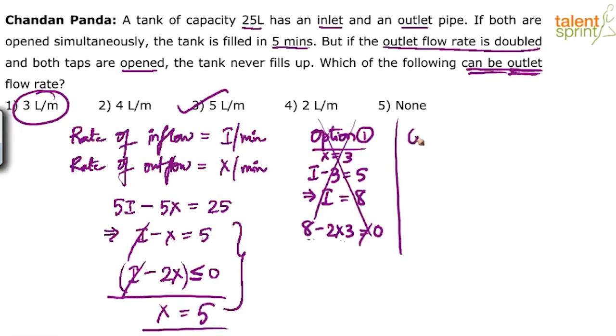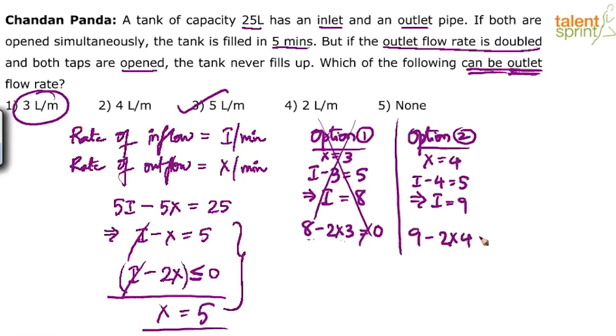Substitute option 2. Option 2, what happens? If you substitute option 2, 4 liters. So x equals to 4, which implies I minus 4 equals to 5. So I is equal to 9. Now I'm taking the second equation. Second equation says 9 minus 2 times x, 2 into 4. Is it less than or equal to 0? 9 minus 8 is 1. Is 1 less than or equal to 0? No. So option 2 is also wrong. And so on, you can verify.